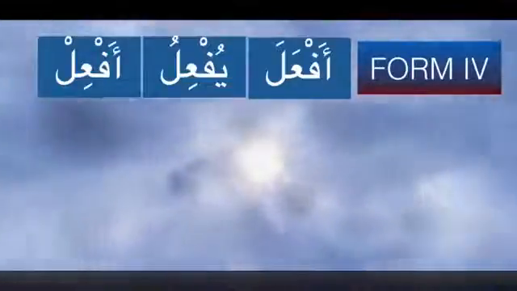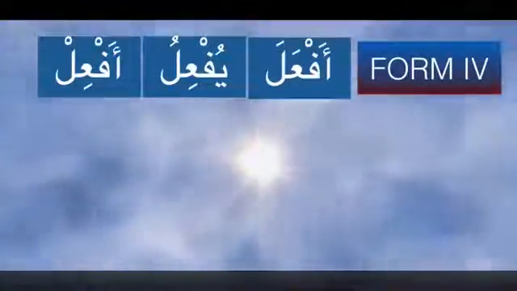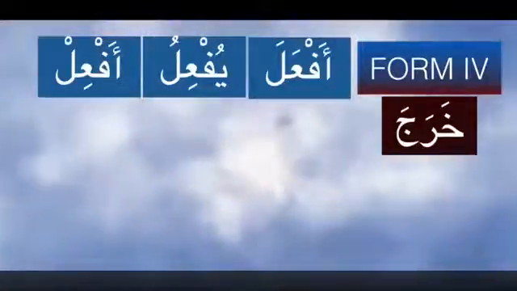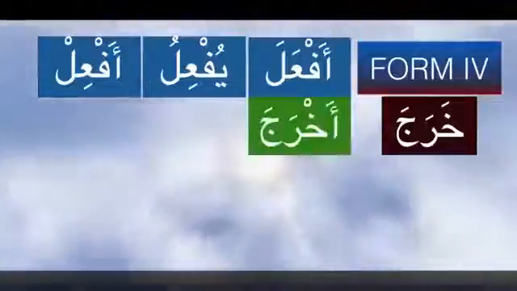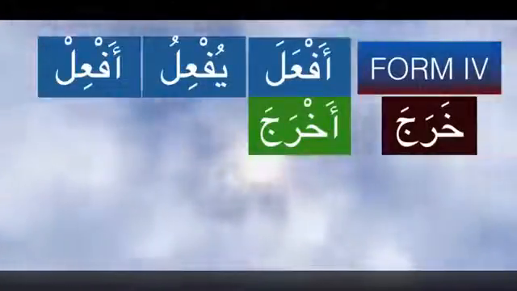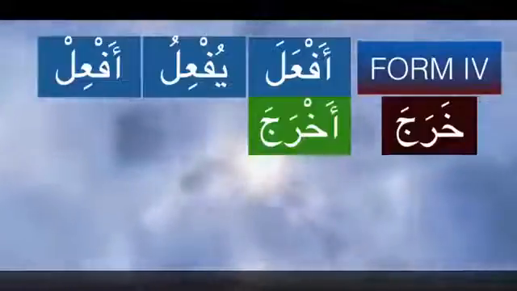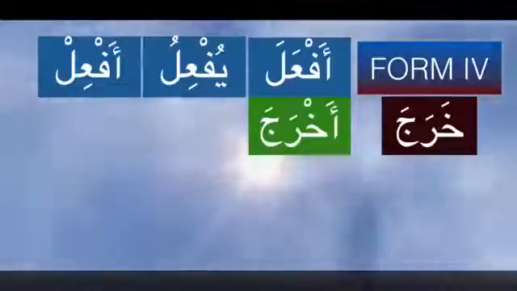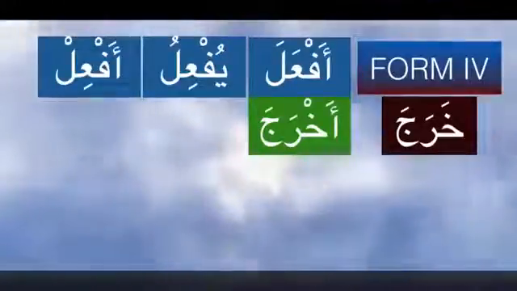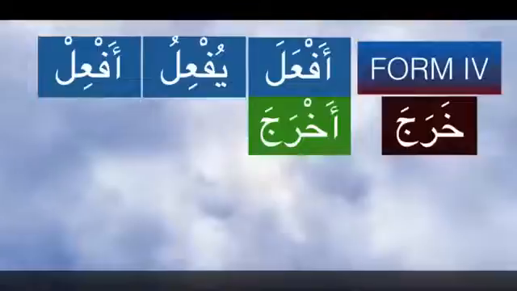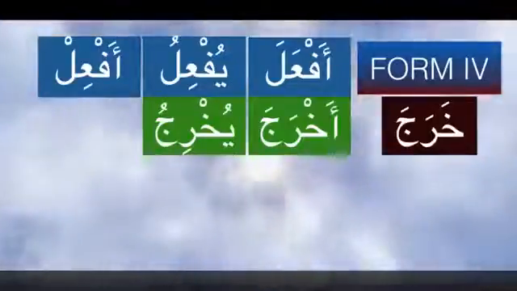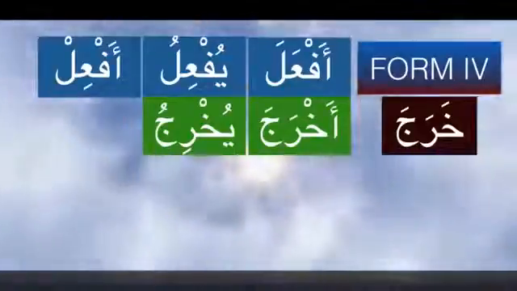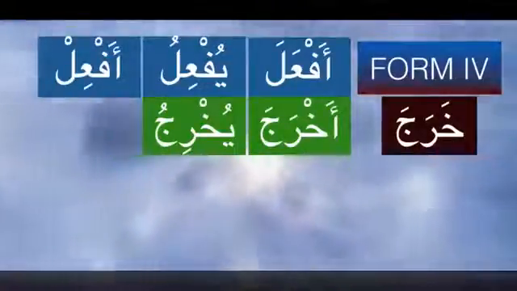We're going to do another most common verb which you find in the Quran. Kharaja is the base form, which means he went out. Akhraja is form 4. Akhraja means he took something out, he brought something out. You take something and you bring it out. So akhraja. Yukhriju, originally yukhriju, but obviously its Hamzatul Qata is dropped. He is taking something out.